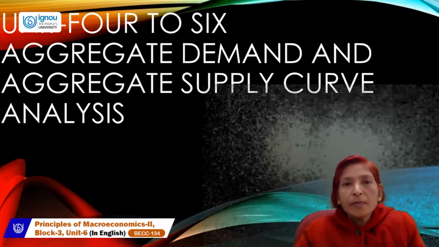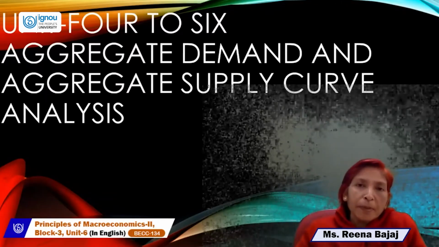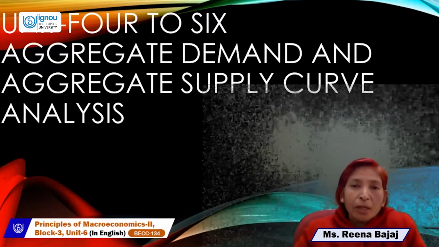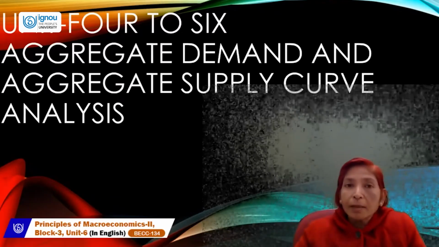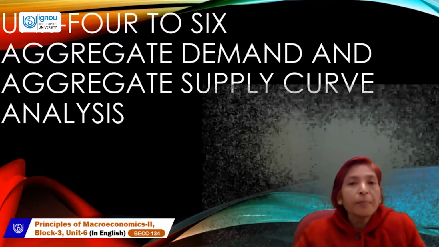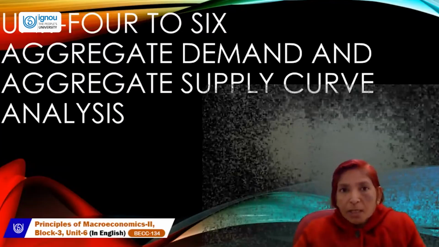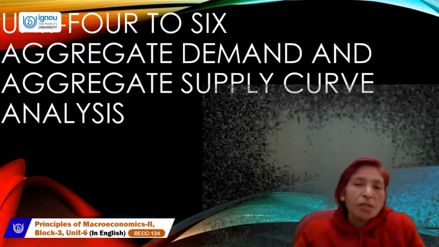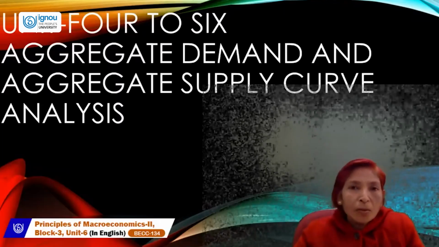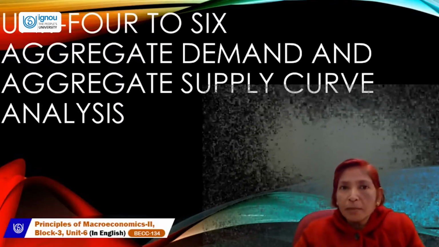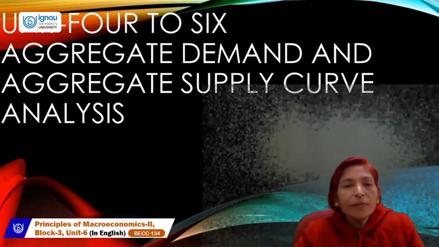You know that in this Principles of Macroeconomics paper, we have discussed so many units and blocks. The first block was based on IS-LM theory. IS-LM theory means investment-saving, or goods market equilibrium, and money market equilibrium. How goods market and money market equilibrium help to determine the rate of interest and the level of income.